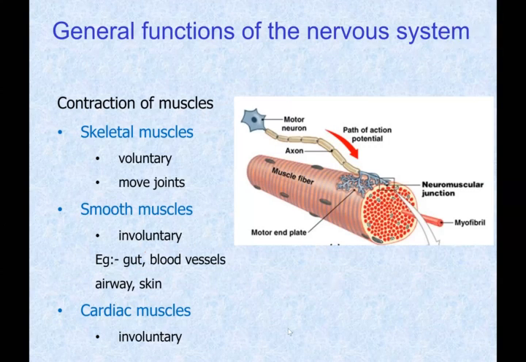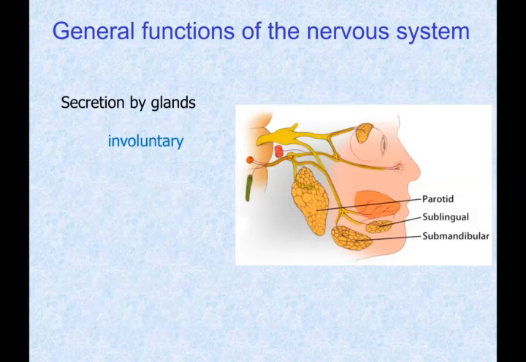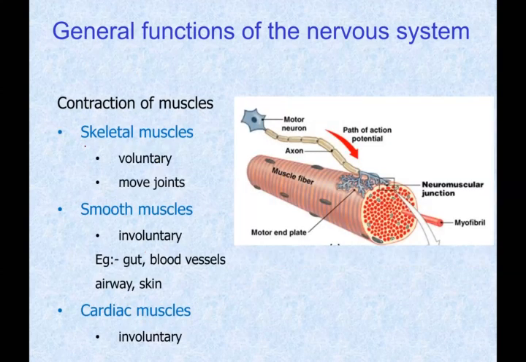General functions of the nervous system. Now, contraction of muscles, because I said it's either contraction of muscles or secretion from glands. Now, it can be skeletal muscles, which is voluntary, and it actually moves joints. So they are attached to bones and they move joints.